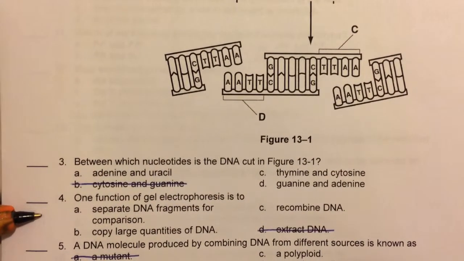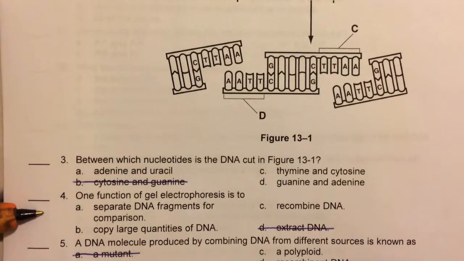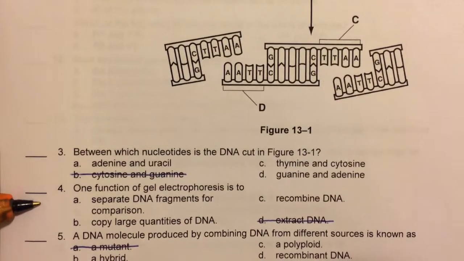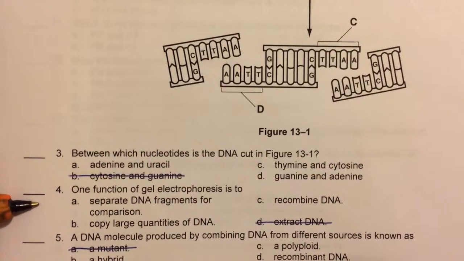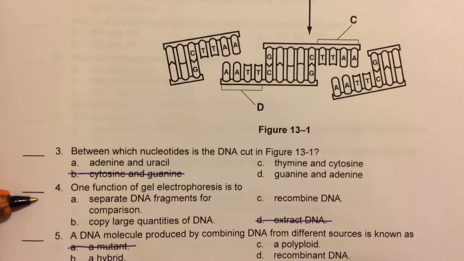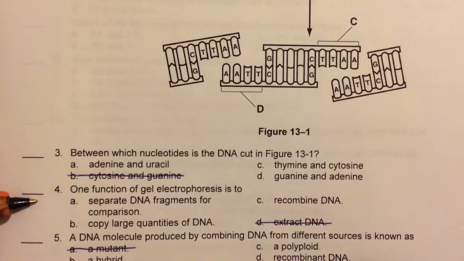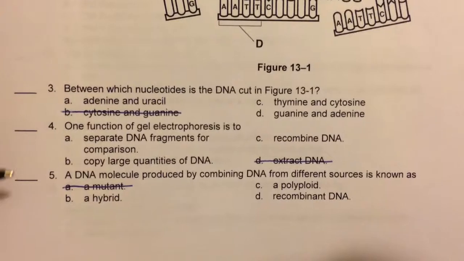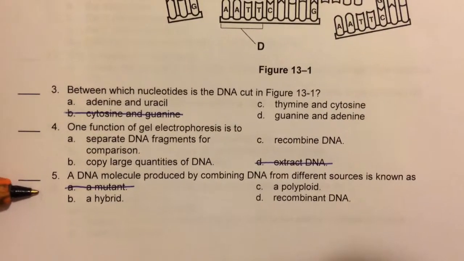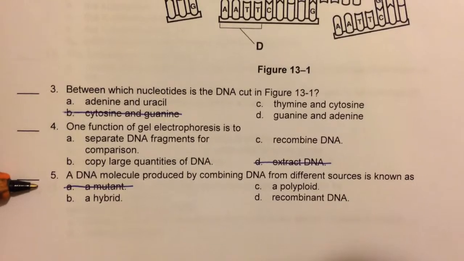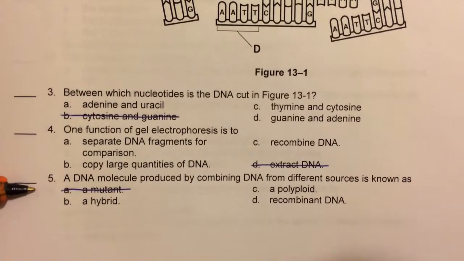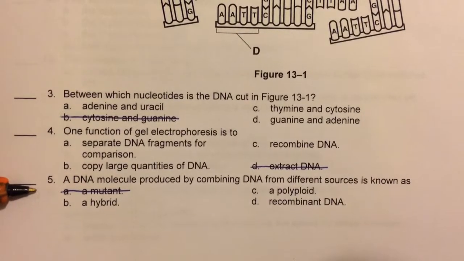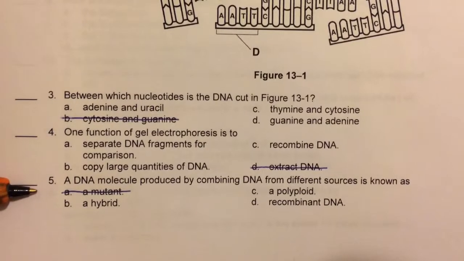Number 4, one function of gel electrophoresis is to A, separate DNA fragments for comparison, B, copy large quantities of DNA, or C, recombine DNA. Number 5, a DNA molecule produced by combining DNA from different sources is known as a hybrid, a polyploid, or recombinant DNA.